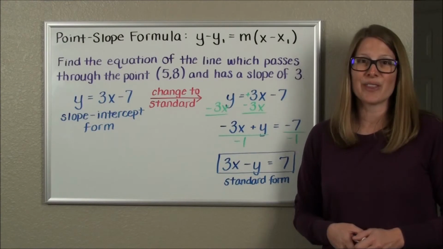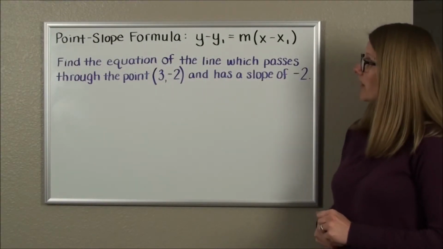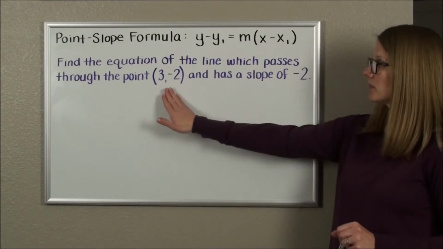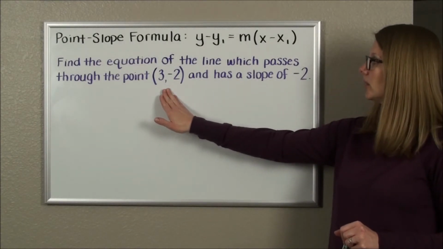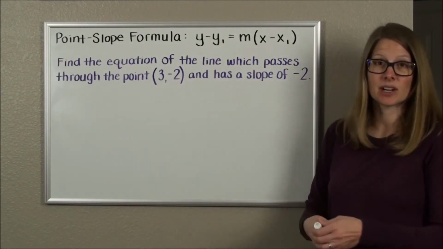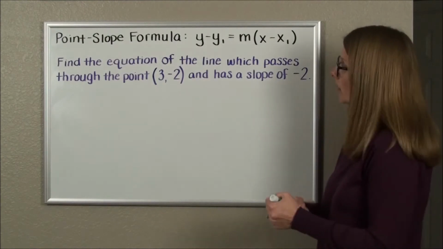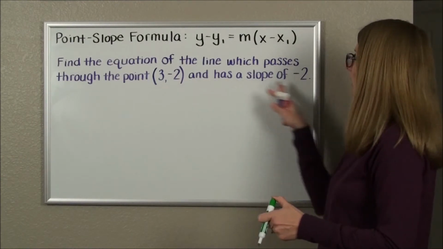So let's take a look at another example. For this next example, we want to find the equation of a line which passes through the point (3, -2) and has a slope of -2. So again, before I start plugging things in, I just want to identify who's going to go where. What are each of these pieces of information going to represent?